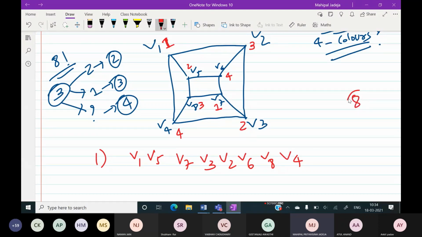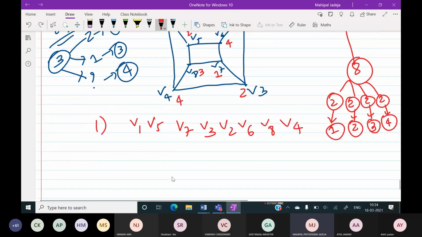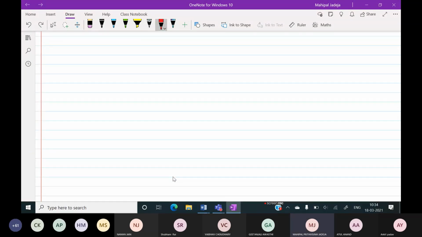So total 8 vertices, right? And the splitting is very nice in the case of 4 colors. If you can notice, exactly 2 vertices have color 1, exactly 2 vertices have color 2, exactly 2 vertices have color 3, and exactly 2 vertices have color 4. Right? So let me draw the same graph in a slightly different manner. The graph is the same, but now we are going to draw it differently.